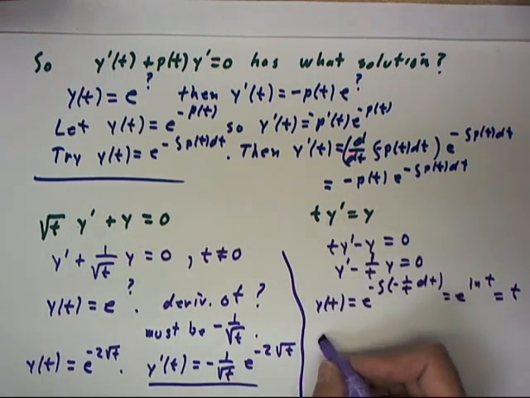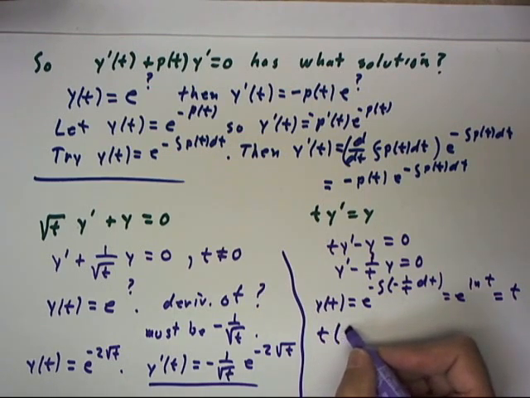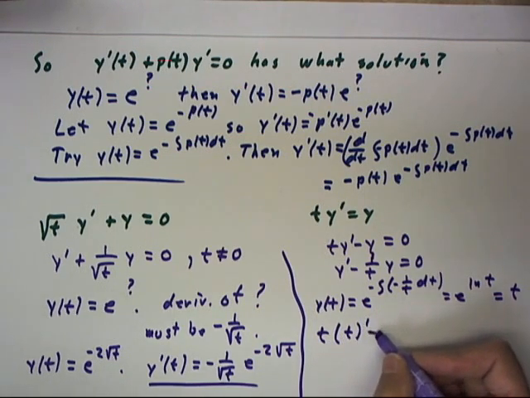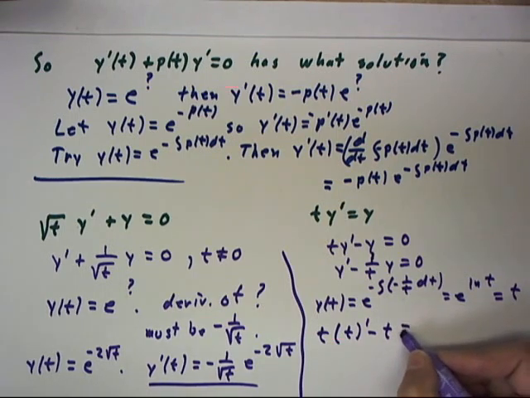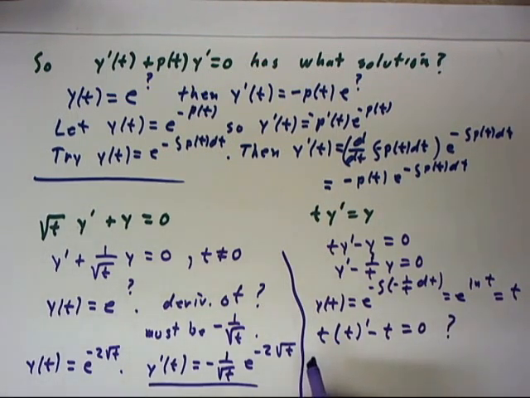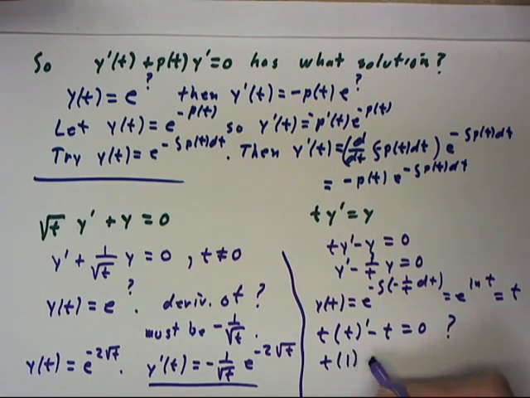Does that work? Does t times y prime minus y equals 0? Well, you can easily check that y prime is 1, that's t times 1 minus t equals 0, that's t minus t equals 0, and that's true.